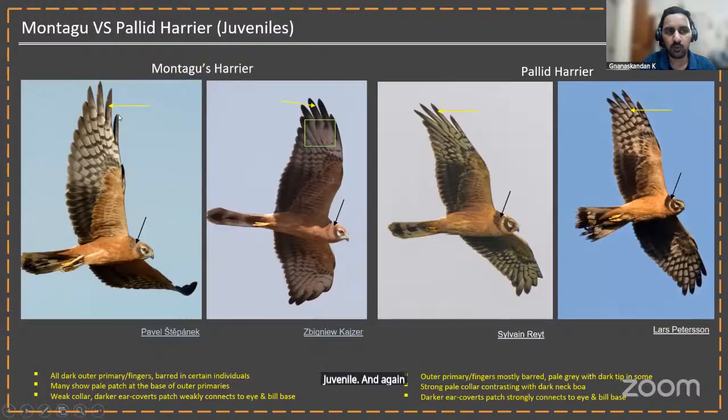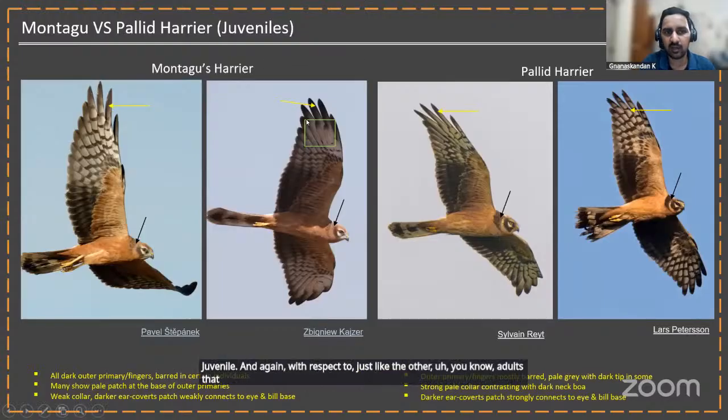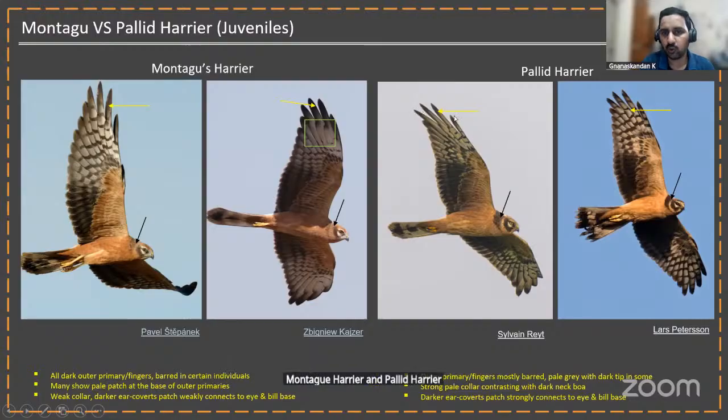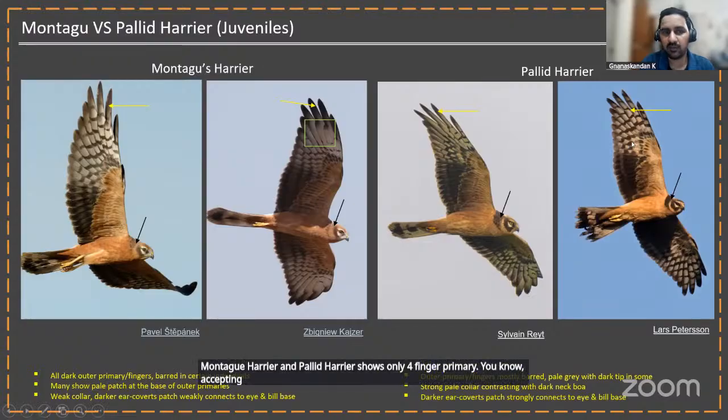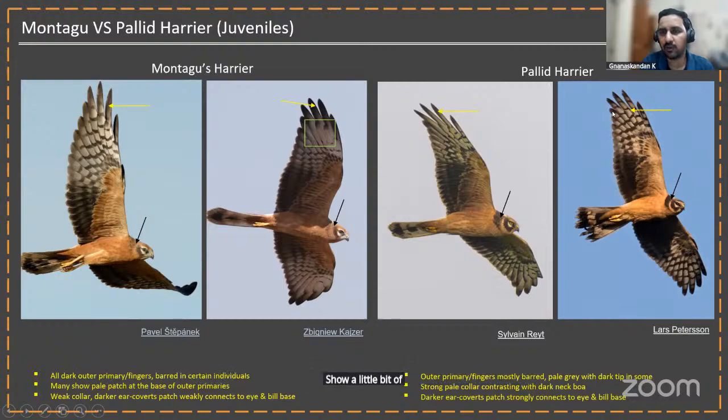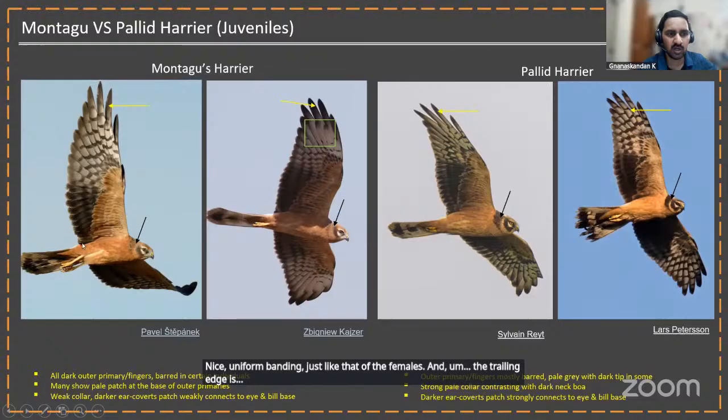And again, just like the other adults that we have seen, Montagu's harrier and pallid harrier show only four-finger primaries, excepting the one bird that we have seen before. Some of the birds, especially the pallid harriers, show a little bit of imagination of P6, but unlike hen or pied harrier, it may not be as long as that of the P7. And some of the Montagu's harrier juveniles also show nice uniform banding, just like that of the females. And the trailing edge is again constant all across.